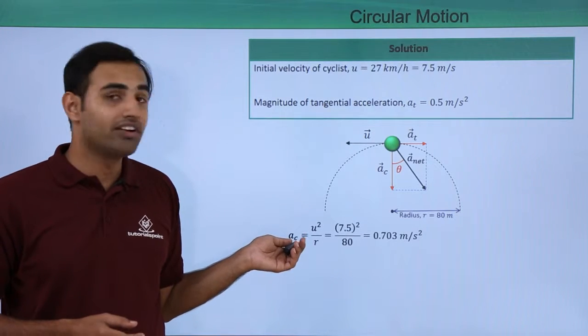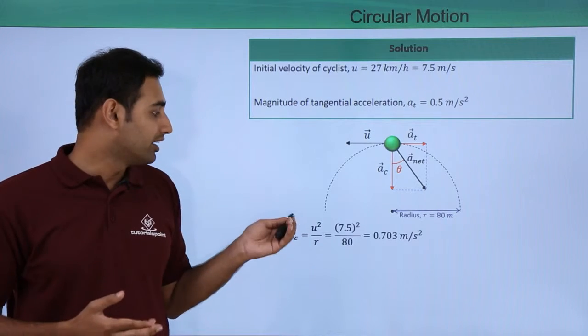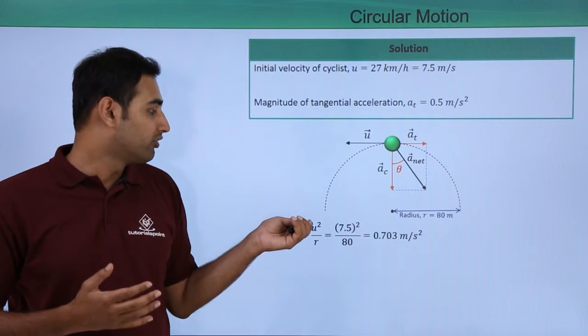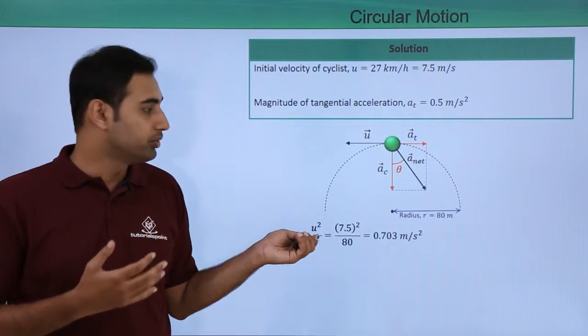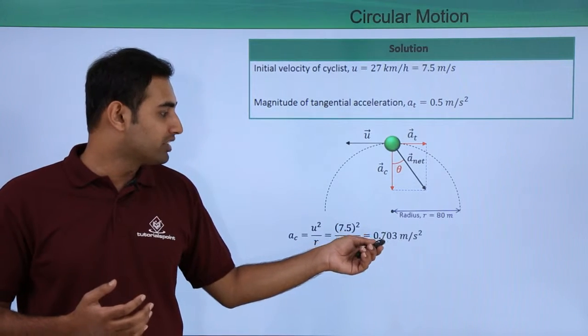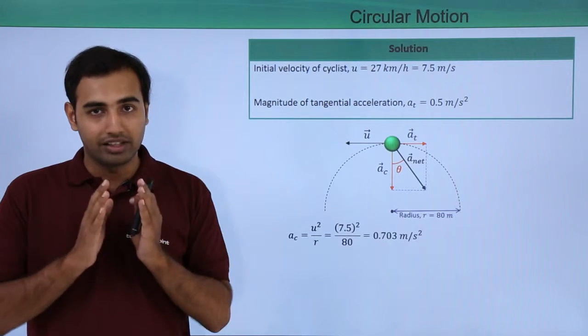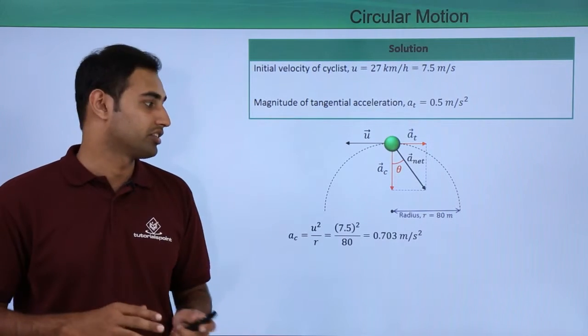Clearly the AC value or the centripetal acceleration is given as v square by r, and in our cyclist's problem the value of v, or in this case u, is given as 7.5 square by 80. This comes out to be 0.703 meters per second square. From the given things in the question, we have calculated the value of centripetal acceleration.